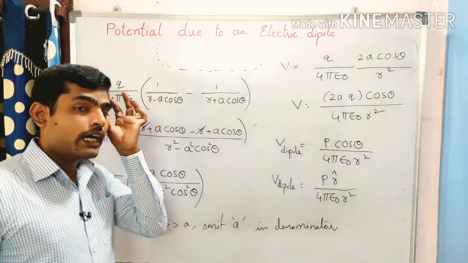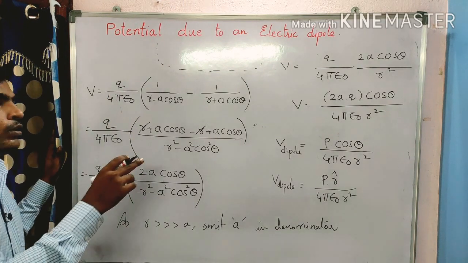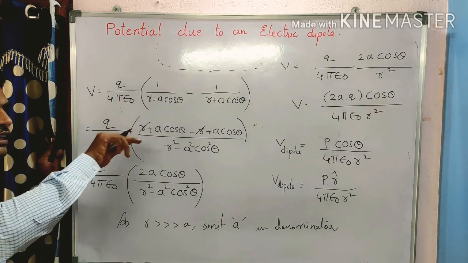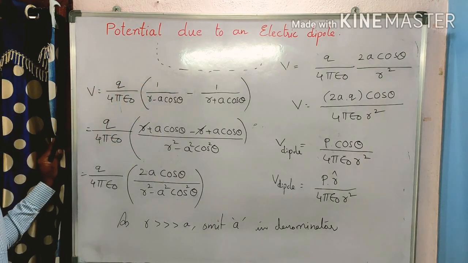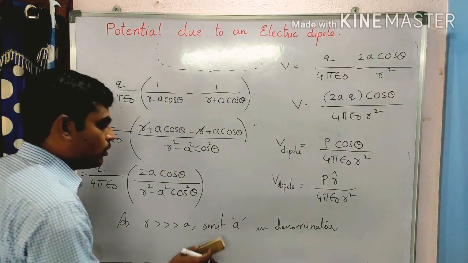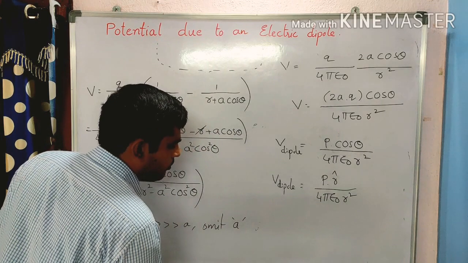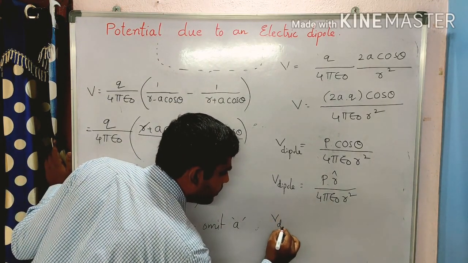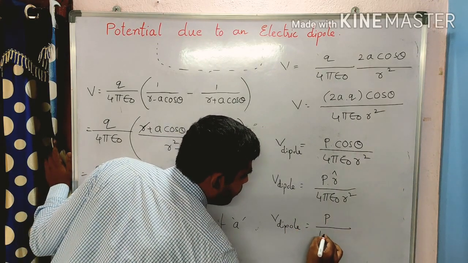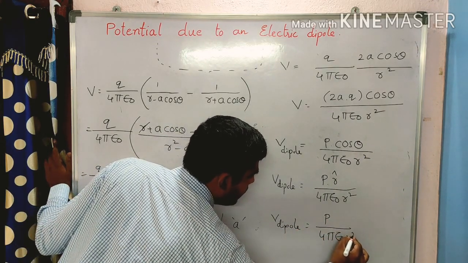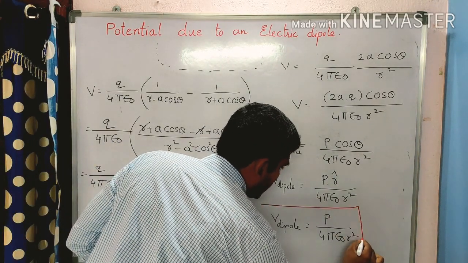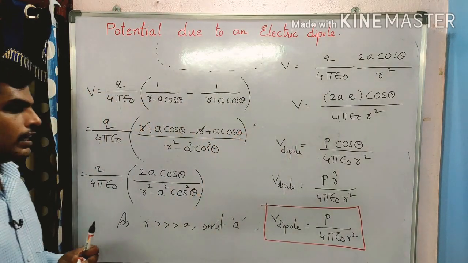What is r cap? R cap is the position vector from O to P. So p · r cap by 4 pi epsilon naught r square. So in general, we will write the electric potential due to a dipole vectorially as p by 4 pi epsilon naught r square.